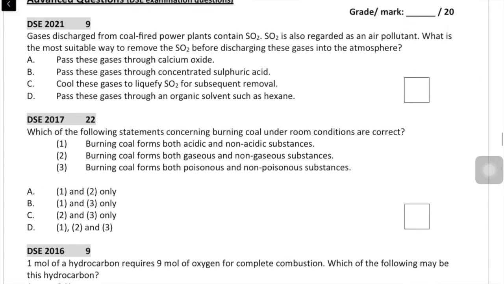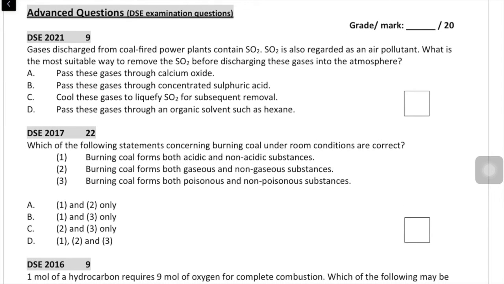So this is the advanced questions for Unit 25. First, here shows we got SO2 as air pollutants. Which one will be the best way to remove the SO2? Because SO2 is actually an acidic gas, so the best way will be neutralization.